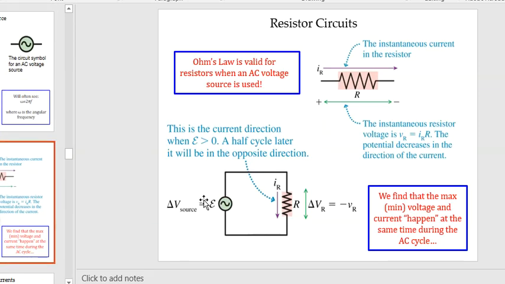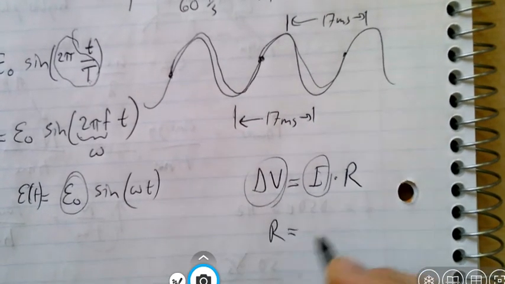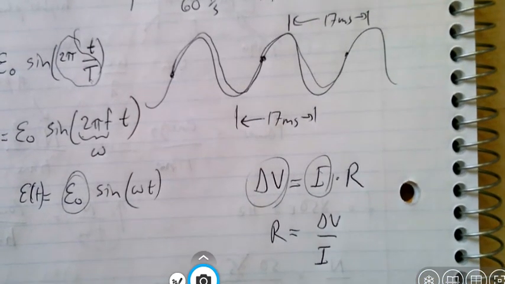And so generally, our simplest model here is that we might have a resistor connecting a circuit through to an AC source. It turns out that Ohm's law is valid for resistors when an AC voltage source is used. In other words, either the current is going to go this way or the current is going to go this way, but we'll find that Ohm's law, delta V equals the current times the resistance, is always going to be true in this case. We take any moment in the cycle and figure out what is I and what is V, even though those are both changing in time. If we take the division between those two, we'll be able to figure out what the resistance is.